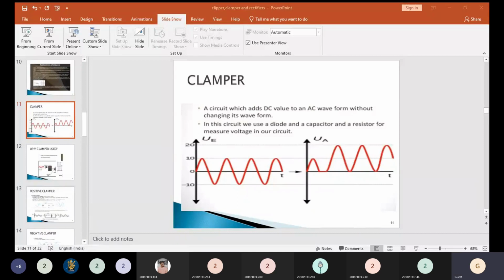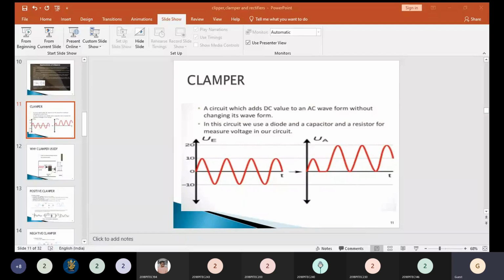If it is shifting to the negative part, that is a negative clamper. Here we are using a diode connected with a capacitor. We use the clamper for increasing the value of the input voltage, and it is also used in sound system amplification. The next is the positive clamper. A clamper is categorized into two types: positive clamper and negative clamper. In a positive clamper, the same diode is connected with a capacitor.